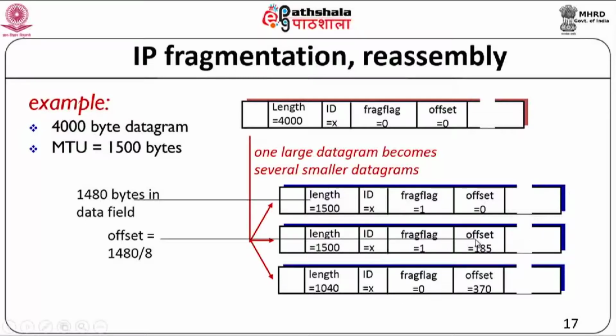So, since you have only 2 power 13 bits available, you take any number you have, divide it by 8, because 2 power 16 by 2 power 13 is 2 power 3, which is 8, and you represent it as this number. So, 1480 divided by 8, that is the offset here. Similarly, the next offset will be 185; 185 to 369 would have come next in this field. So, 370 will be the offset for the third fragment. This is how the fragmentation basically gets done.